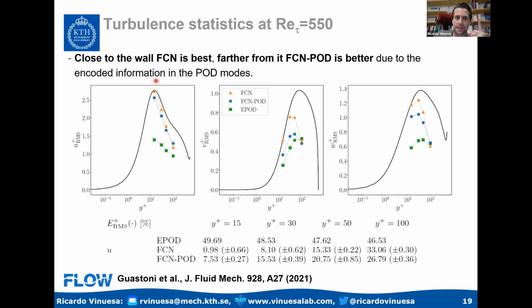Close to the wall, the near-wall peak is predicted with less than 1% error with the FCN, which is actually excellent. And far away from the wall, the FCN POD becomes the best method, where I have around 26% error. Now, it turns out that close to the wall, we prefer to use the FCN, and far away from the wall, we prefer to use the FCN POD, where this 26% error is a quite acceptable level of error for the type of predictions that we are trying to conduct here.